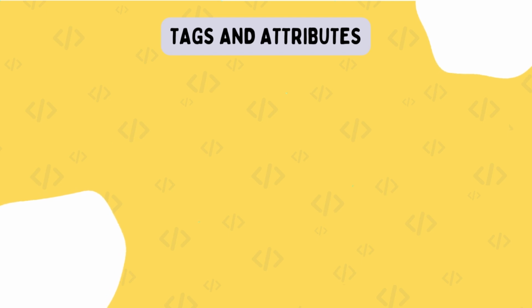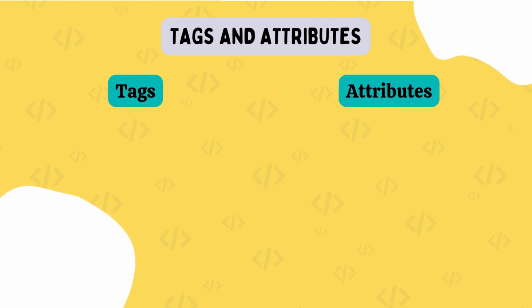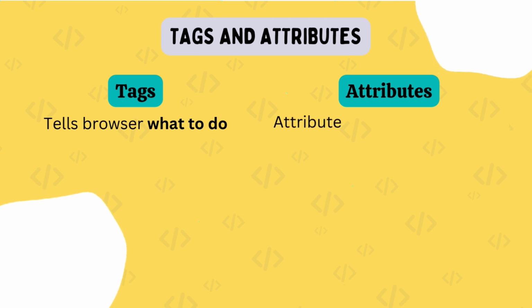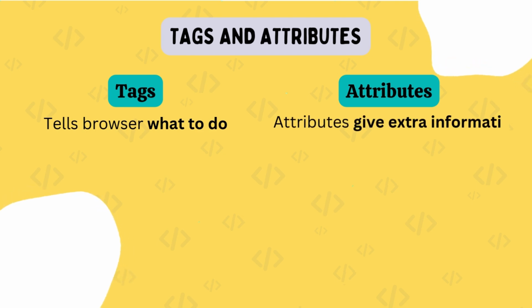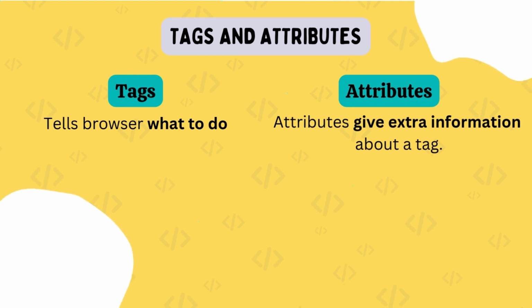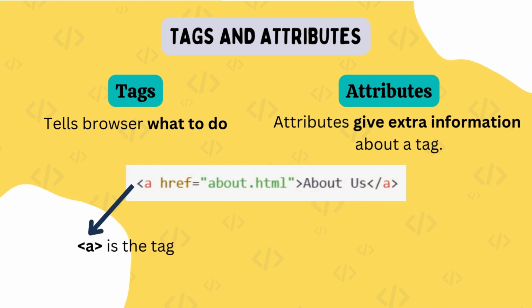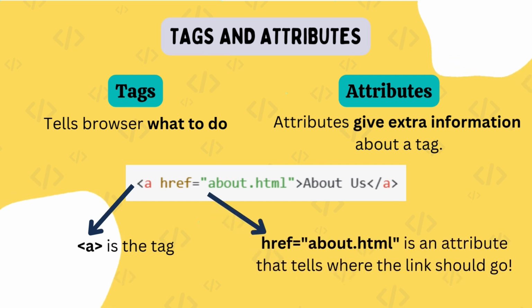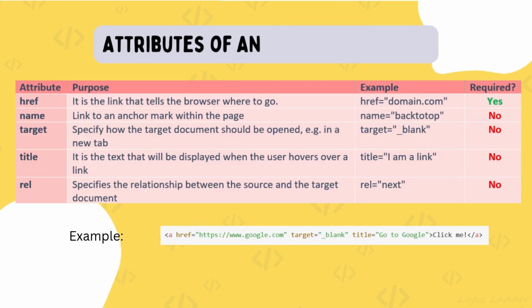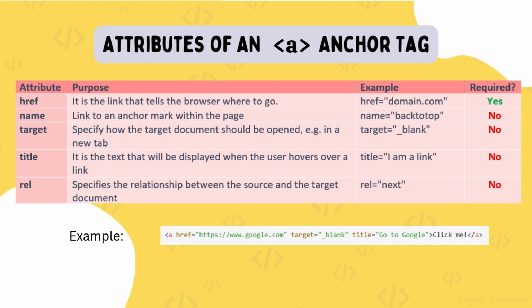Before we go deeper, let's understand two important HTML concepts: tags and attributes. Tags tell the browser what to do, whereas attributes give extra information about a tag. Here, A is the tag, and href is an attribute that tells where the link should go. The most important attribute of the A tag is href, which specifies the link destination. Without href, the A tag won't work as a link.